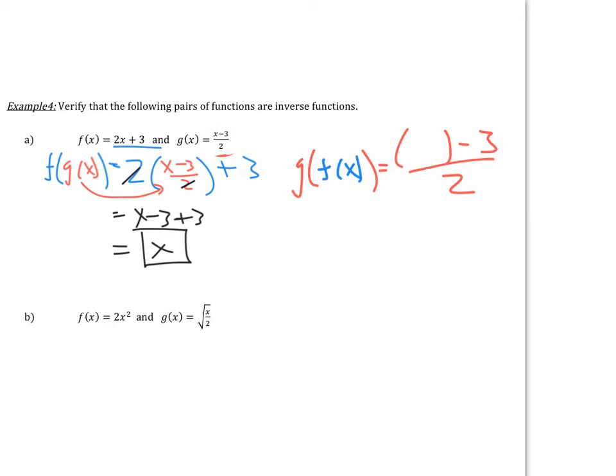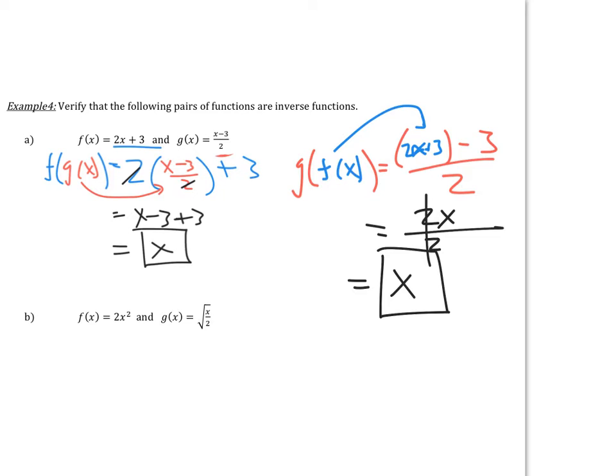So let's figure out what that input is. That input is f of x. F of x is 2x minus 3. Actually, it's plus 3. All right? So now it's just a matter of simplifying. So let's do that. Up top, we see we have plus 3 minus 3. And so that's just going to be 2x all over 2. And these cancel, and that leaves us with x. So yes, these are inverses of each other.